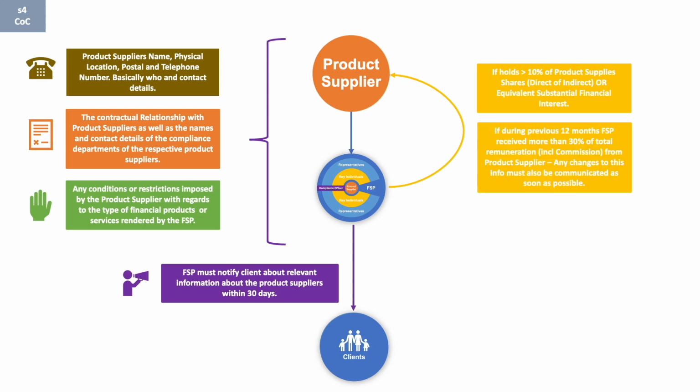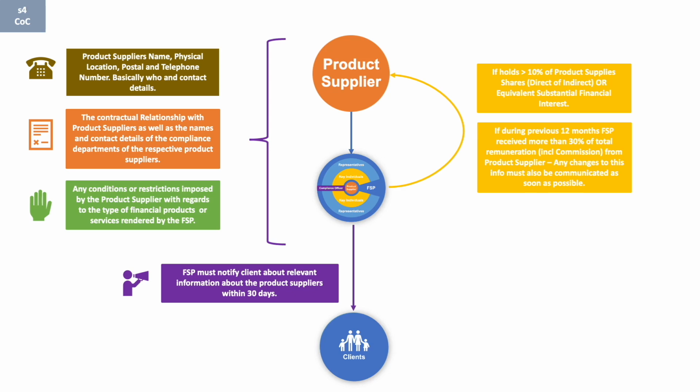The consideration of financial interest also states that if over the past 12 months, the FSP has received more than 30% of its total remuneration from a product supplier. These sections are basically there to ensure that the client knows that the FSP has some sort of significant financial interest in the product supplier, so they can at least be aware of that fact when making their decisions.